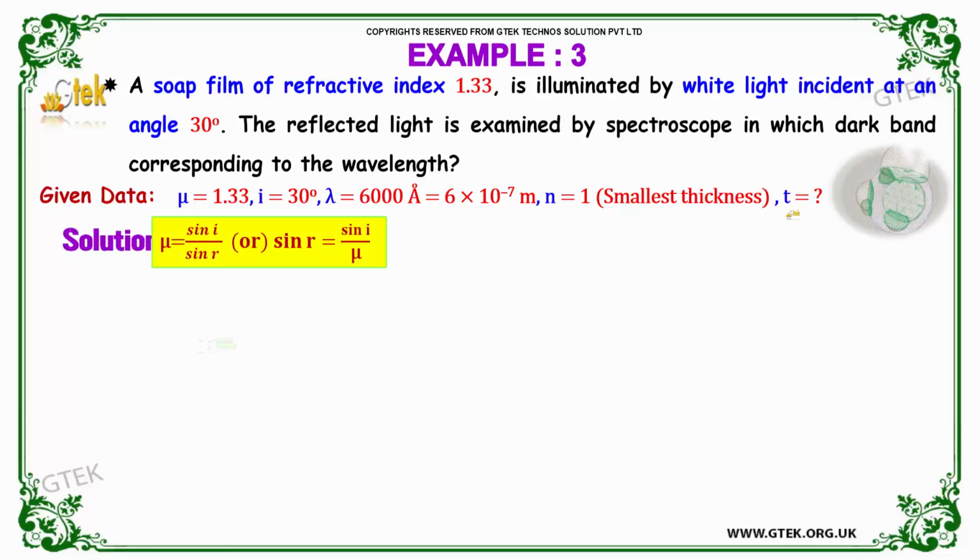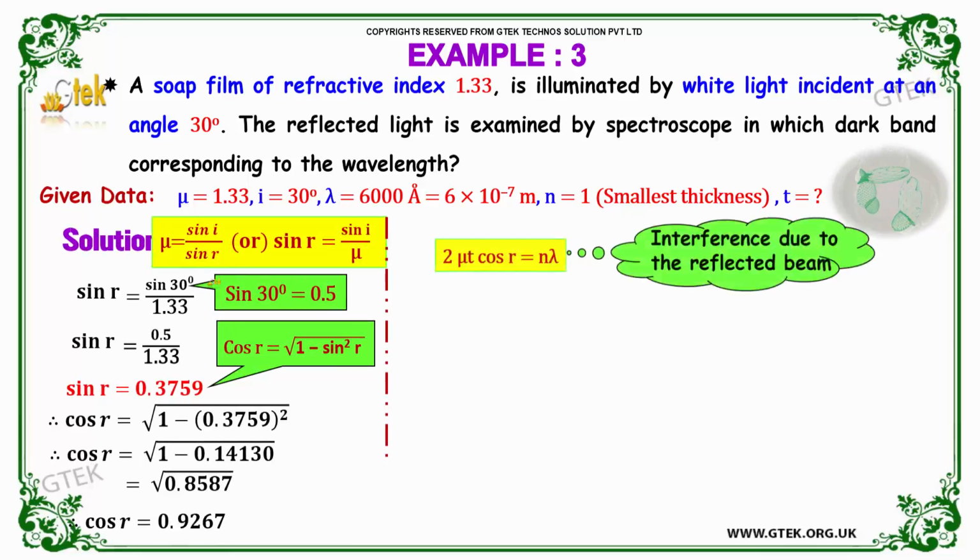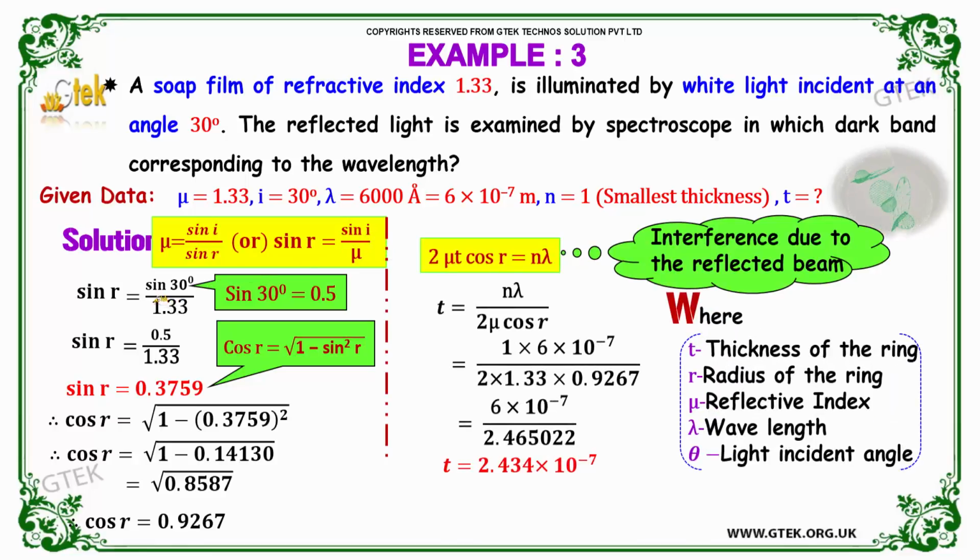Let's see. The solution is mu is equal to sin i divided by sin r. So sin r is equal to sin i divided by mu, that's sin 30 degree divided by mu, which is 0.5 divided by 1.33. We get sin r is equal to 0.3759. As you know, cos r is equal to root of 1 minus sin square r. Replacing the value of sin r, cos r is equal to root of 1 minus 0.3759 whole square, which is nothing but root of 0.8587. So cos r is 0.9267.